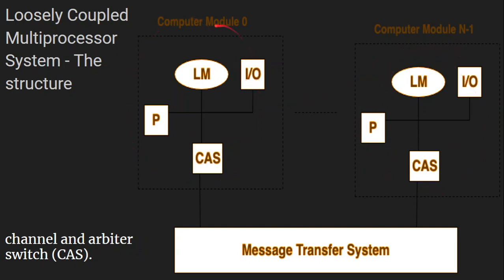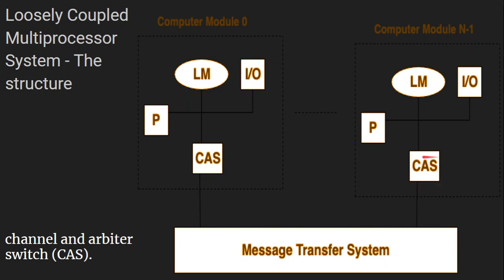So this is one module and this is another module. This module has its own processor, its IO, its local memory, and this is a channel and arbiter switch. This switch helps to switch between which module is being processed or communicated with. And likewise, another module has its own processor, IO, local memory, and the same channel and arbiter switch.